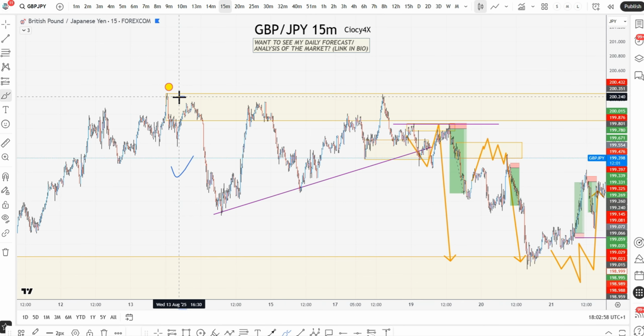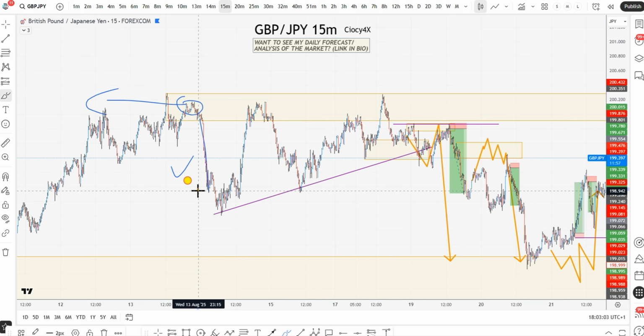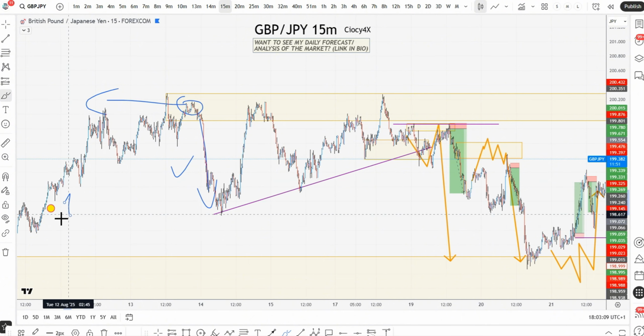So I can see that right at this level, something happened to the left, sellers started taking control, but that alone is not enough. Why? Because I need more. Now that I had one confluence right here, I'm going to be marking this down here, right? I have one confluence.